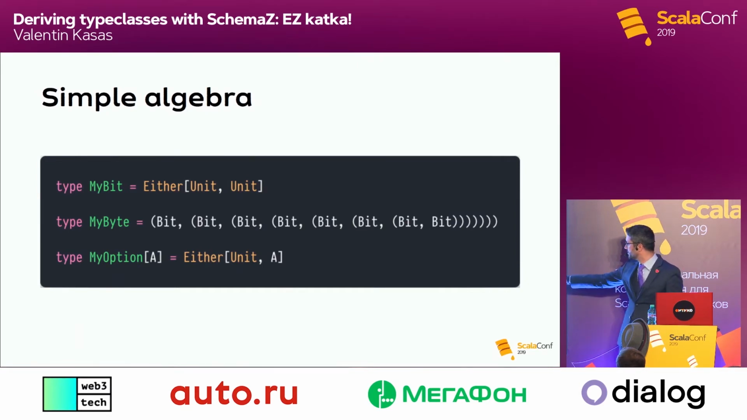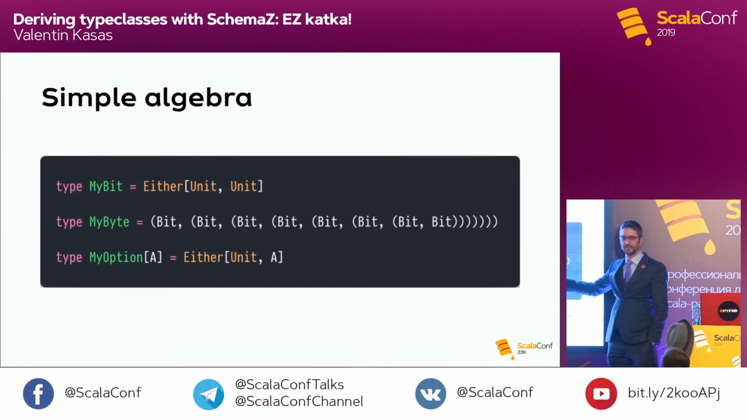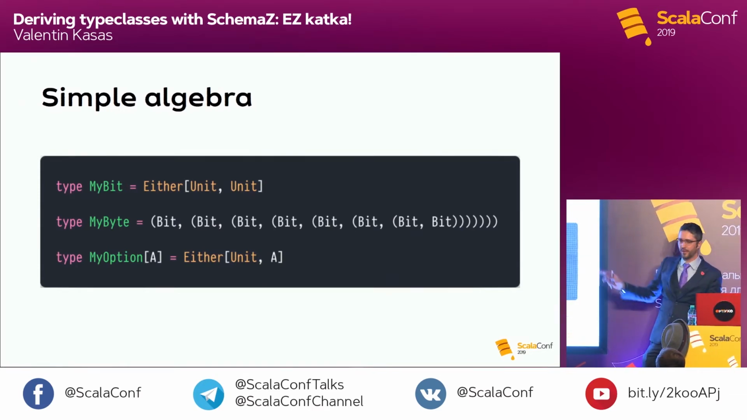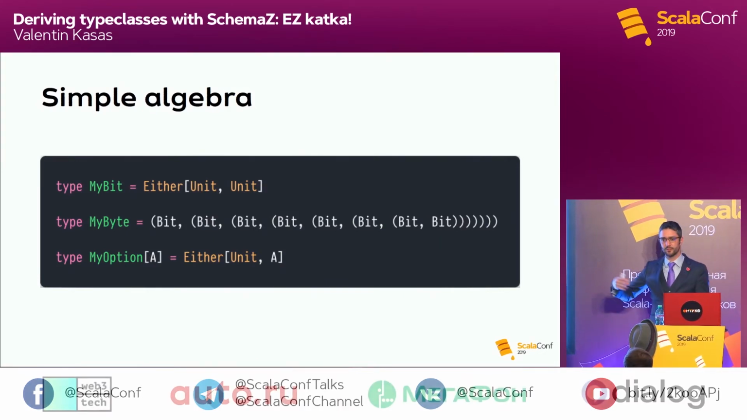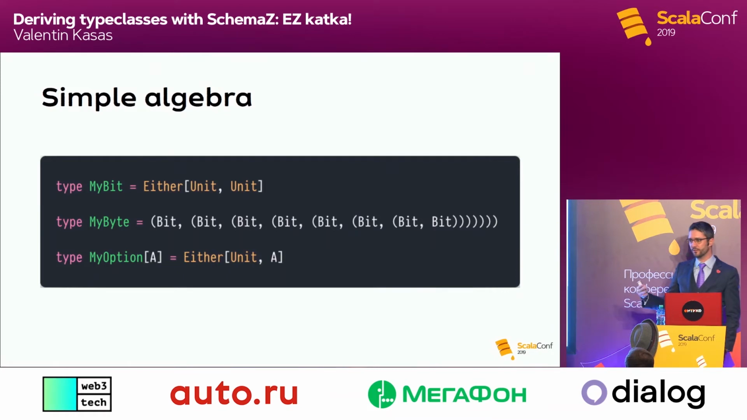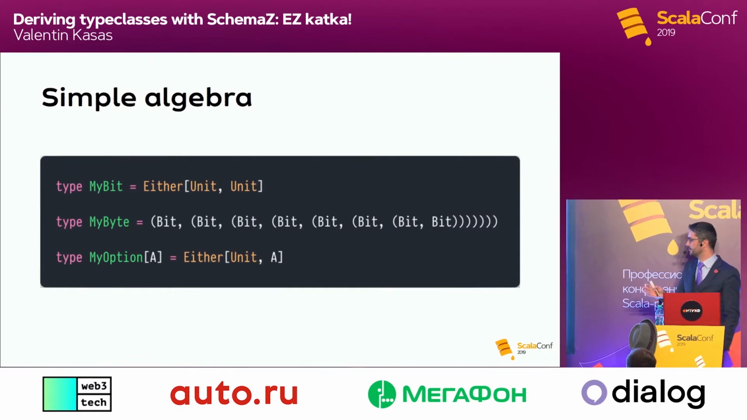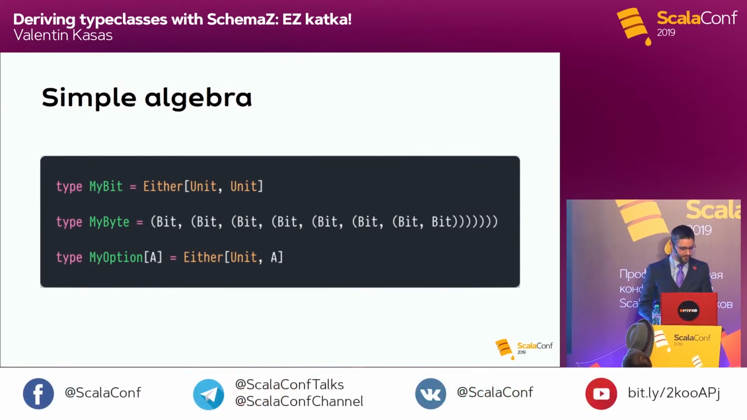So bit has 2 inhabitants, so this pair here has 2 times 2 equals 4, times 2 equals 8, and so on and so forth. 2 to the power of 8 is 256. And we can go on forever like that. For example, option of A is the same as either unit of A or A. The unit would be none, and A will be A, or some A if you prefer.